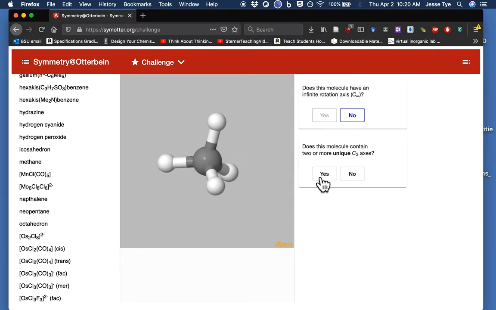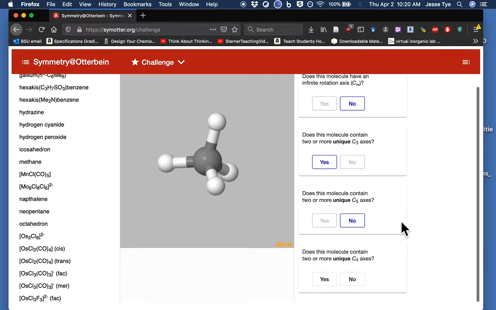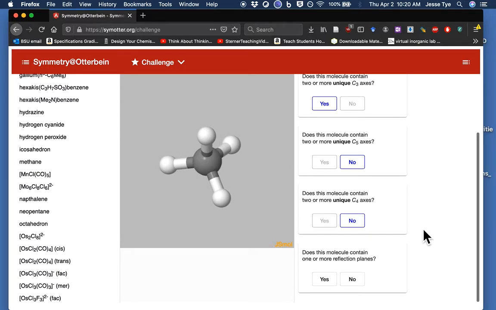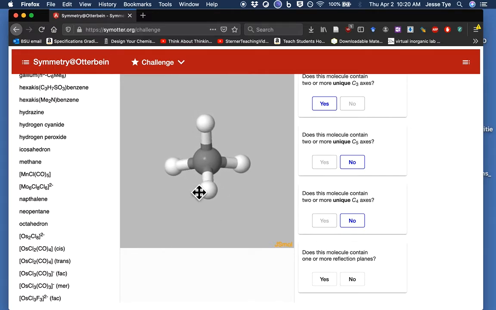There's one that goes through each CH bond, yes. It doesn't have any C5 axes, no. Does it have C4 axes? That would need to be 1/4 of a turn, so no. Does it contain one or more reflection planes? Yes, it does. I could do a reflection plane through this hydrogen, carbon, and hydrogen and reflect the hydrogens into each other. Yes. Does it contain an inversion center?